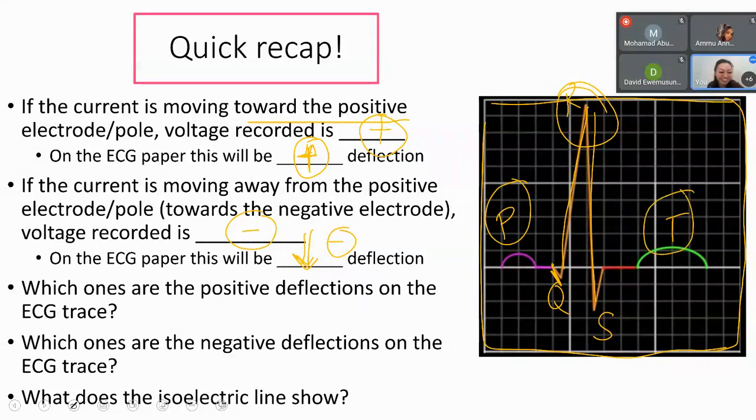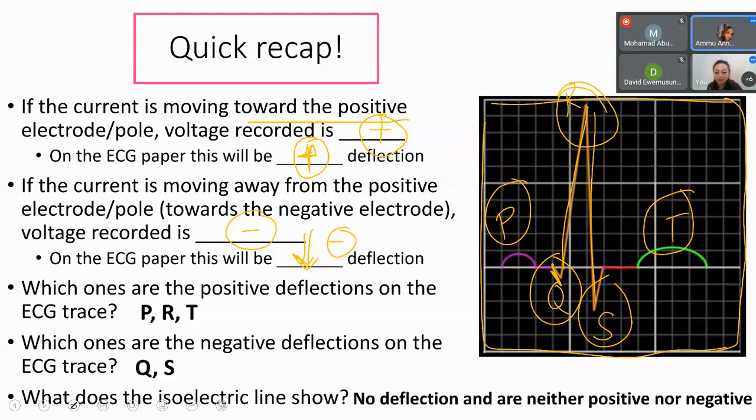You're getting this. I'm happy. So which ones are the negative deflections then? Q and S. Q and S, negative.